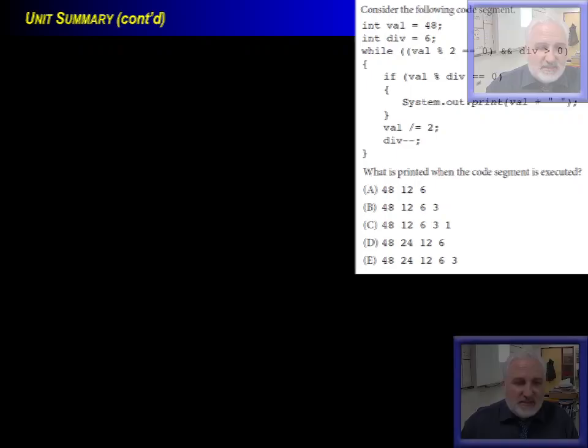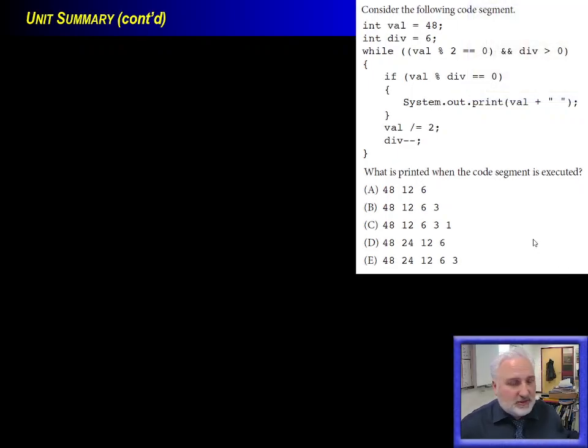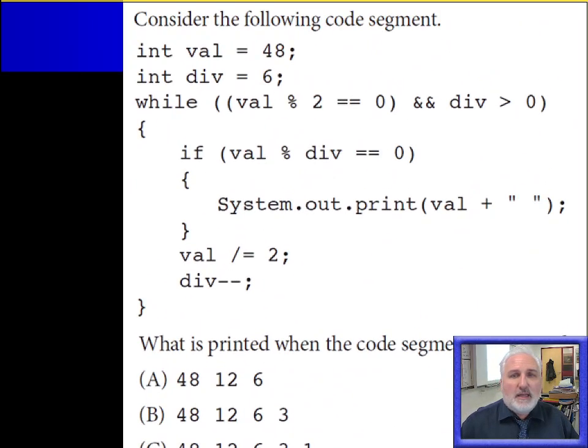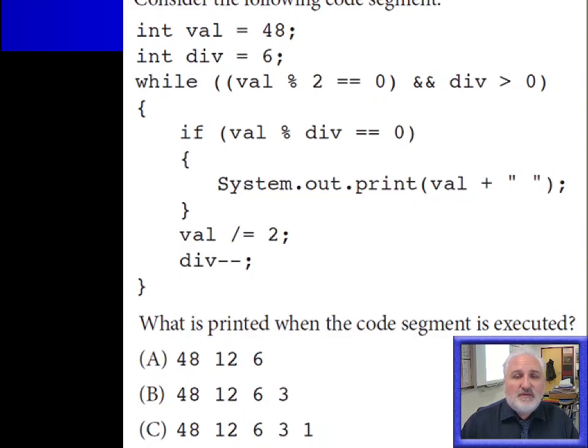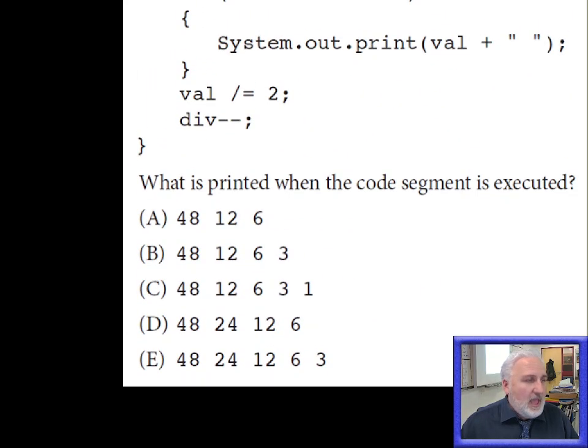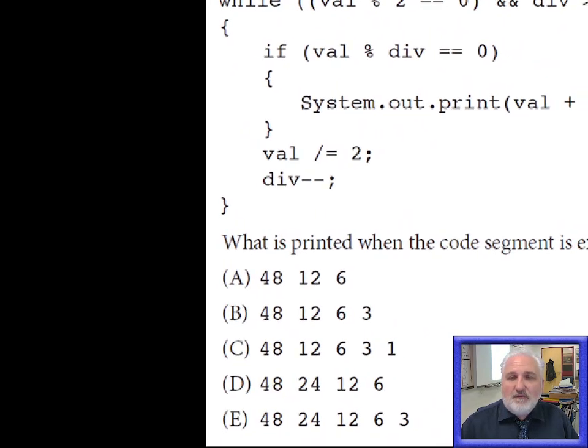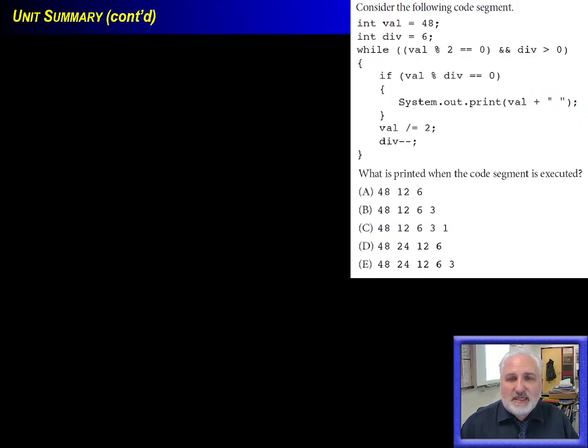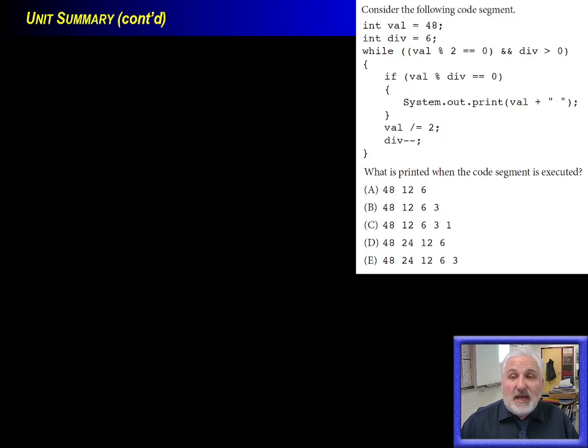All right, so let me move this out of the way and zoom in on this question for you guys. It says, consider the following code segment. It creates two integers, val and div. Then it writes a loop: while val mod 2 equals 0 and div is greater than 0. And then inside the loop is an if statement. And then it gives you options A, B, C, D, and E for what the output would be in this case. All right, so let's break down this question.